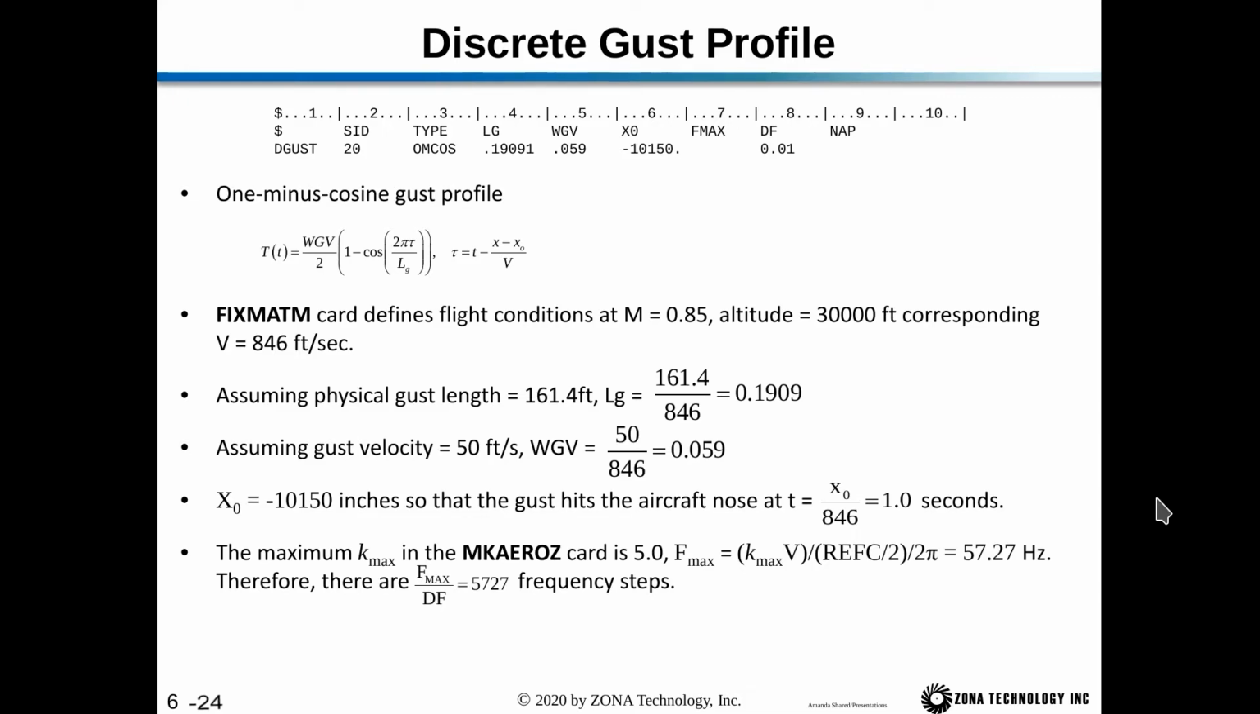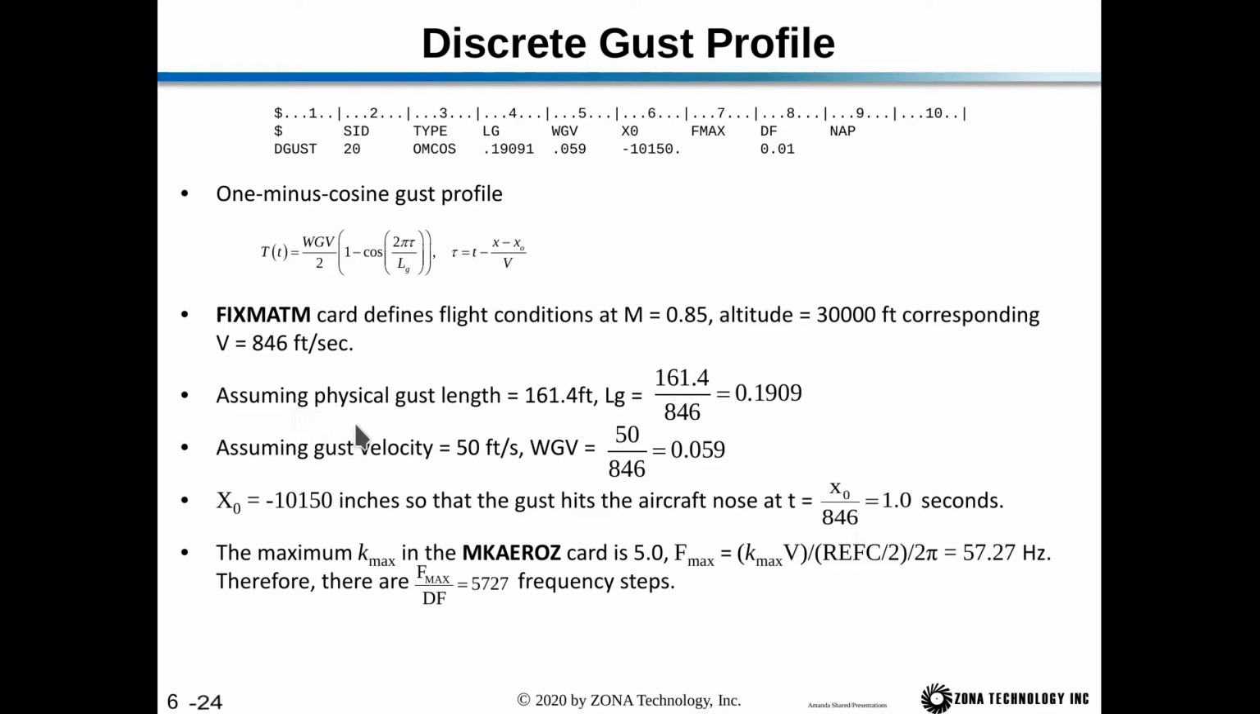This is the discrete Gust profile. So we have a 1 minus cosine Gust profile where LG is 0.19091. So our Gust profile is given here. It's WGV over 2 times this 1 minus cosine, and tau is T minus X naught over V. The fix MATM card defines the flight condition to be Mach 0.85 with an altitude of 30,000 feet. So with the standard atmosphere, this corresponds to a velocity of 846 feet per second.